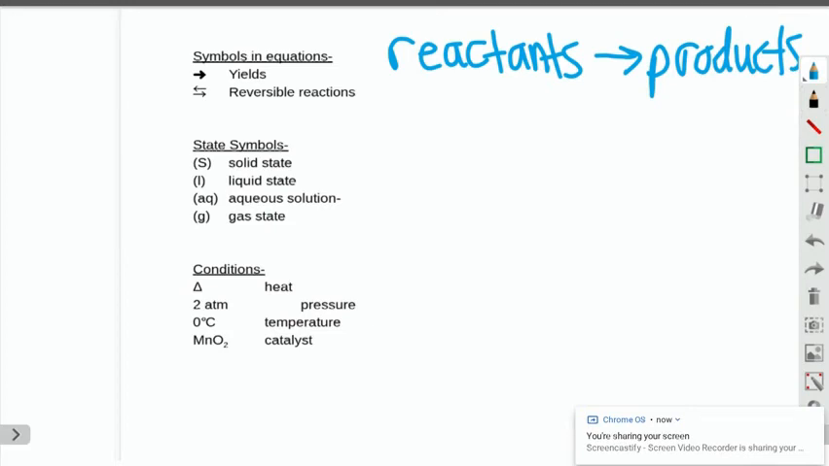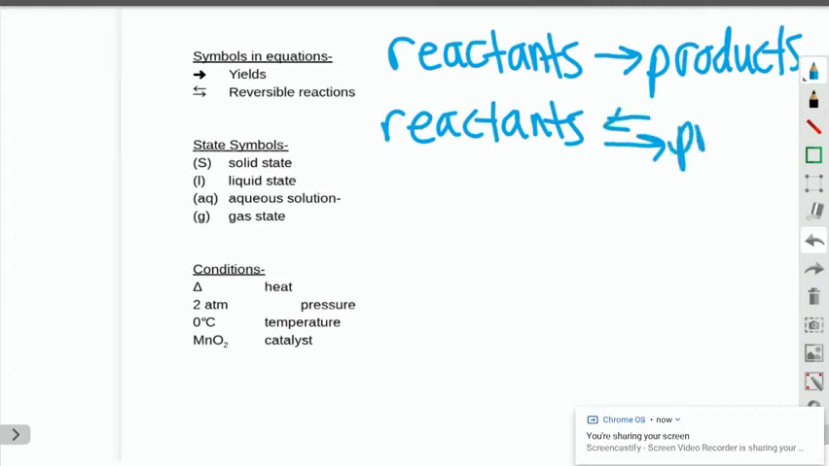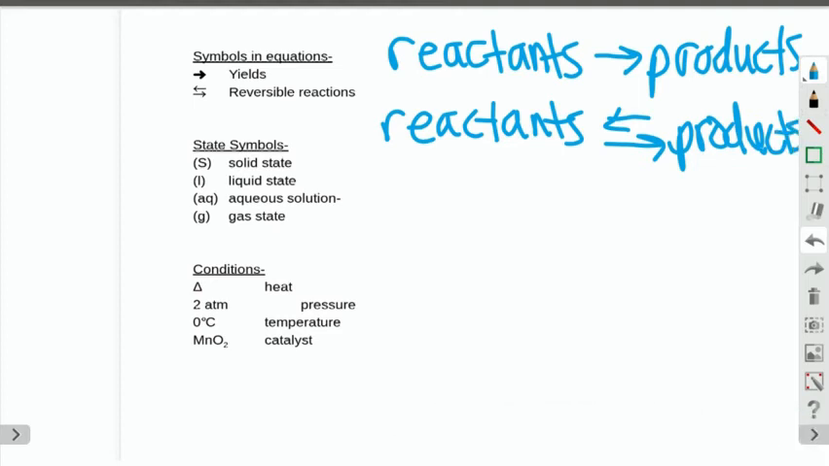If you see a reaction with double arrows, that means you can reverse the reaction. So you can then turn the products into the reactants further. So you can go back and forth between the products and the reactants.